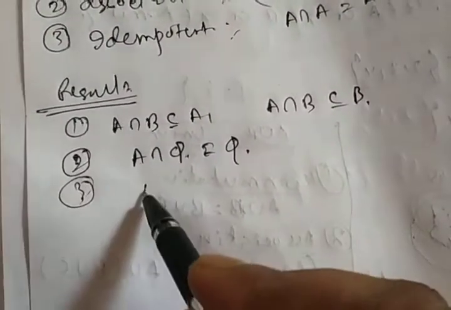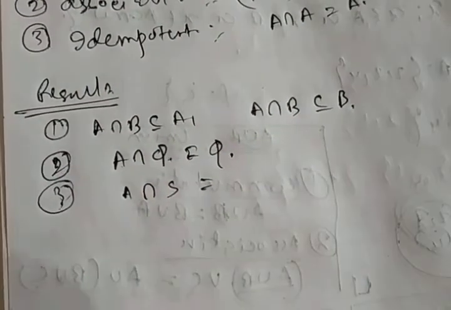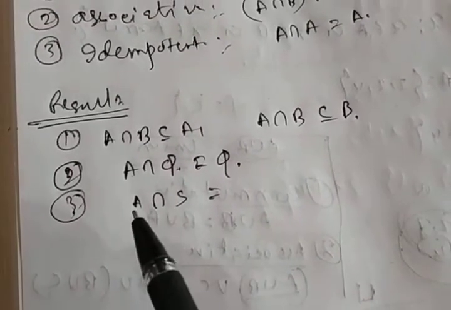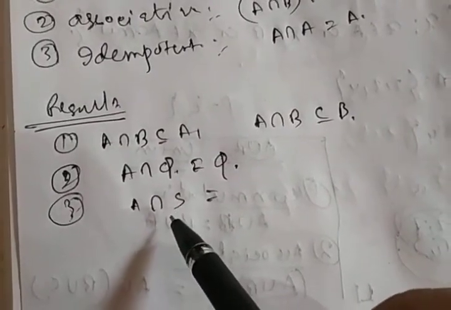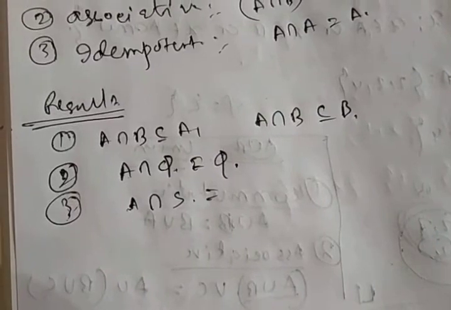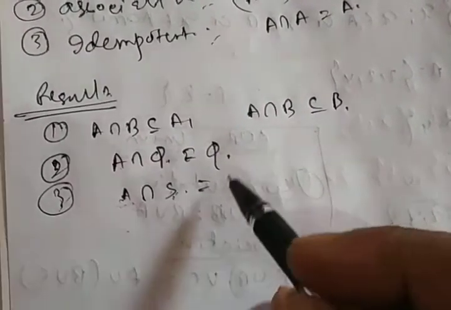Third, A intersection S. Now S is a universal set, and A is a set whose elements come from the universal set S. So if we take the intersection of A and S, the common elements will be the elements of A, which also belong to S. So A intersection S will be A.